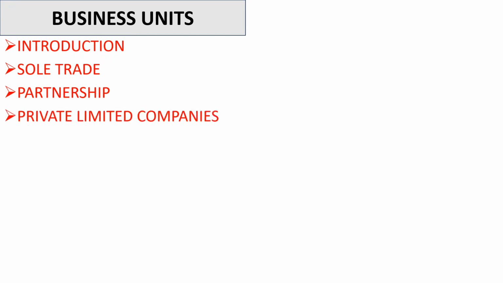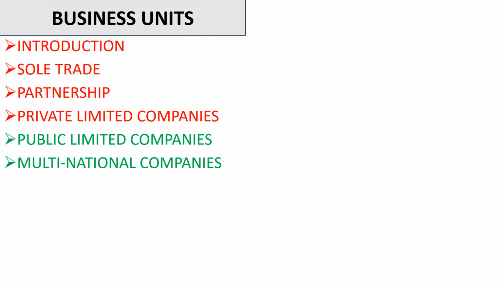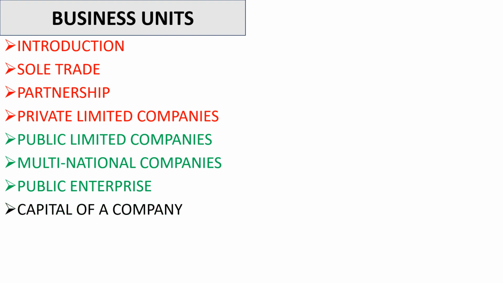So far, we have looked at introduction, sole trade, partnership, and private limited companies. This is where we ended, on private limited companies. In today's video, we're going to take a look at public limited companies and multinational companies. We're also going to take a look at public enterprise. Then in the next and last video on business units, we are going to discuss capital of a.